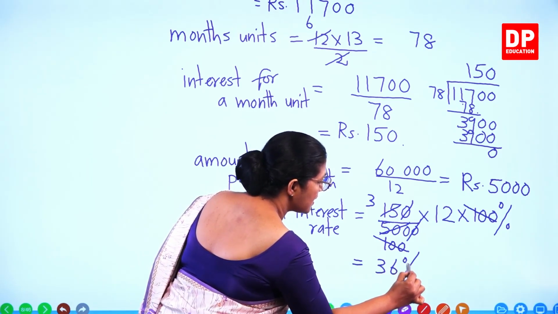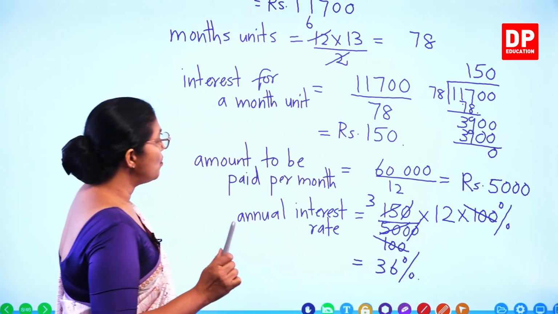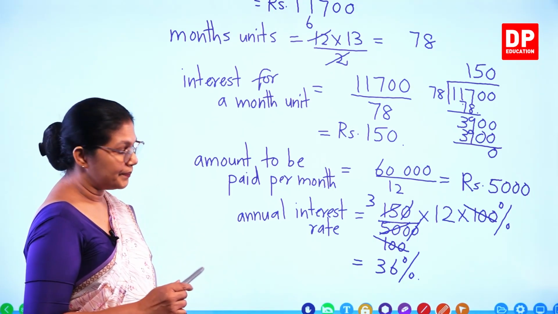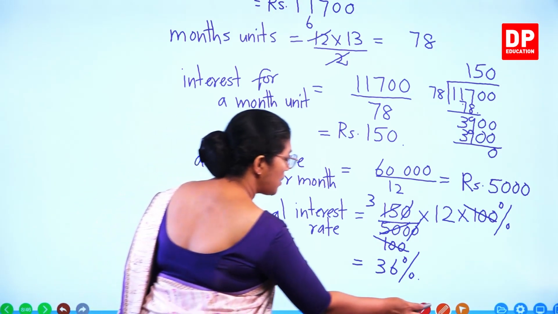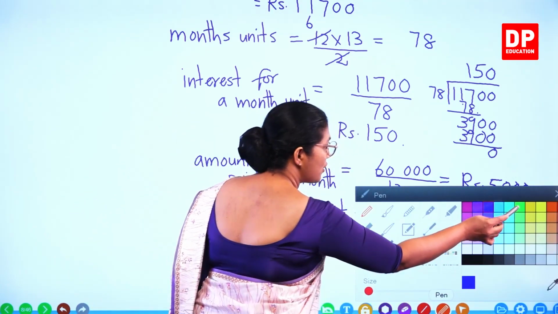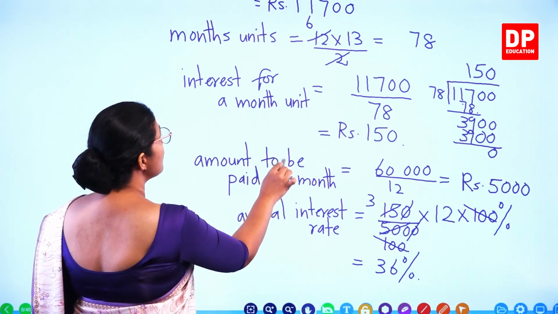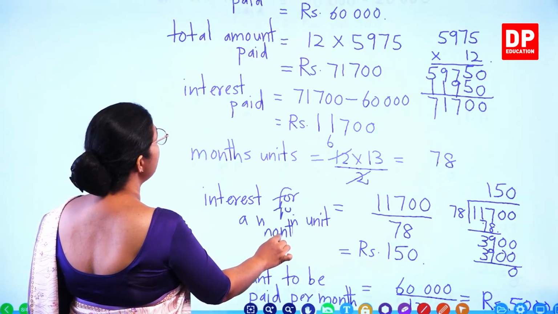So that's the annual interest rate for this question. Let's give marks for this one. Altogether there are 10 marks for the whole question. So let's take it from the beginning.